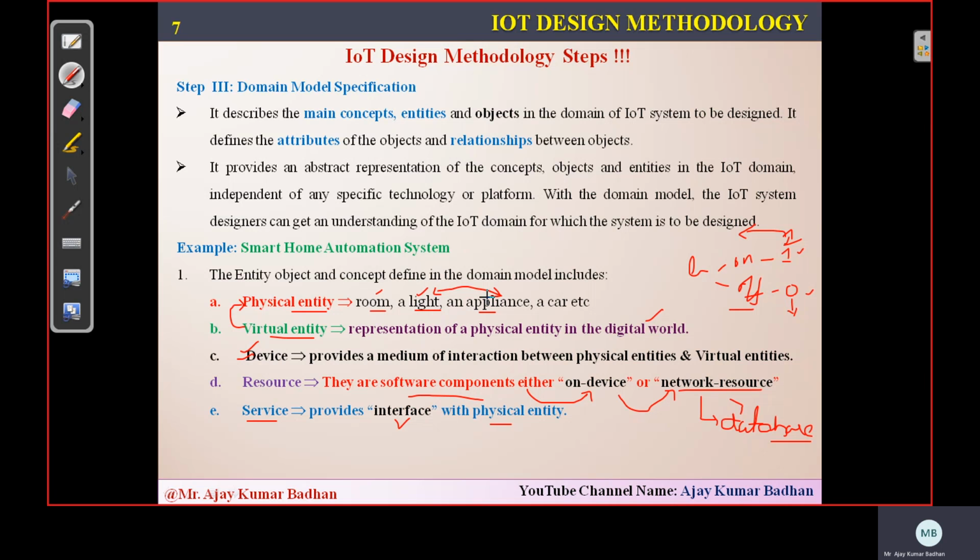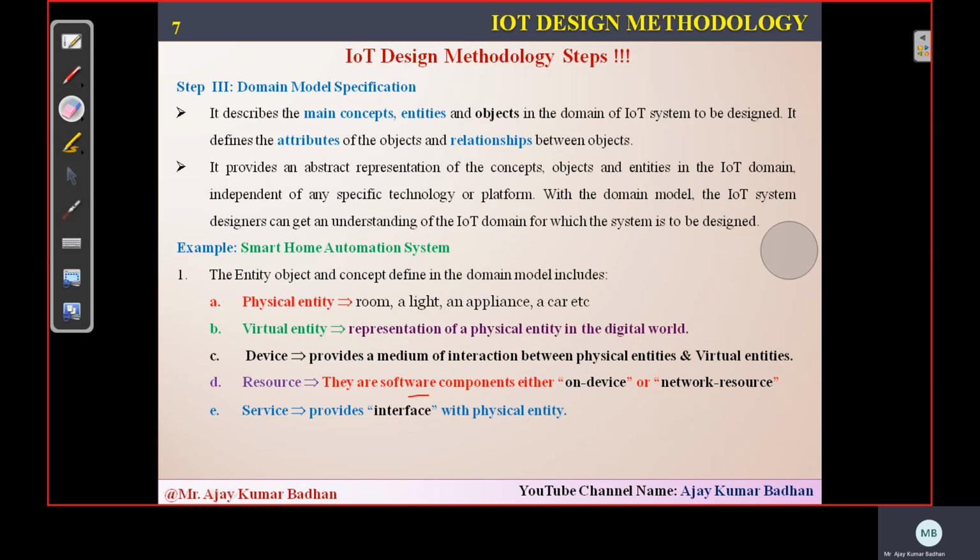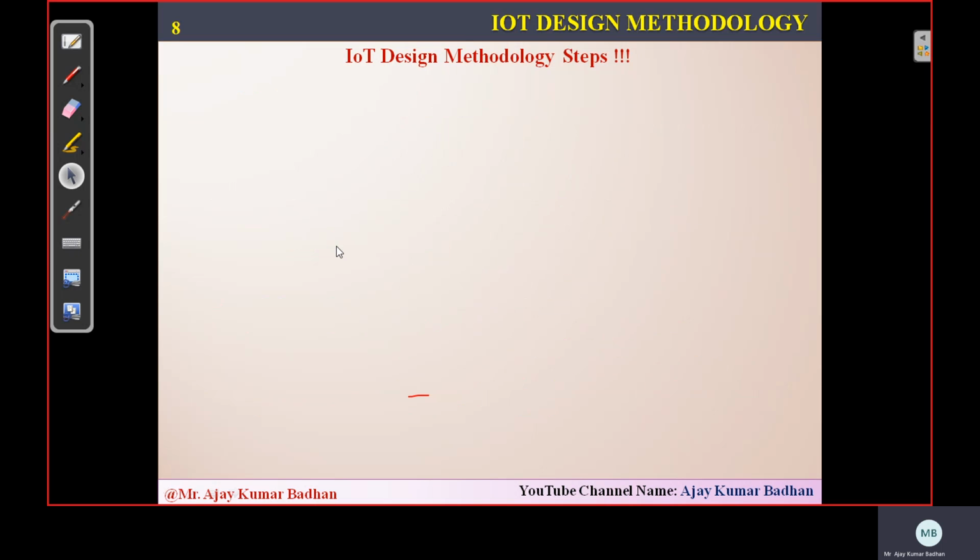The appliances are another kind of physical entity, controlled by software in your mobile phone. And light is nothing but a bulb. So that bulb or a tube light comes under physical entities. Here, in order to provide an interface, we require services. So these are what come under your domain model specification: whatever domains we require in order to create one particular IoT system are presented here. Now, we also have a diagram related to it.